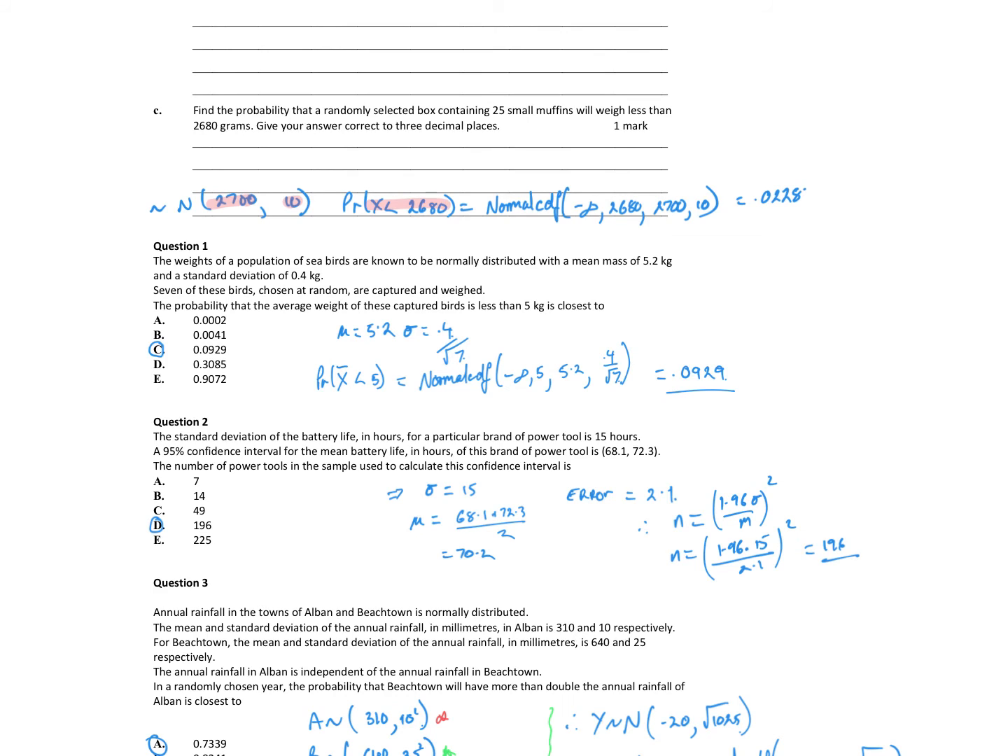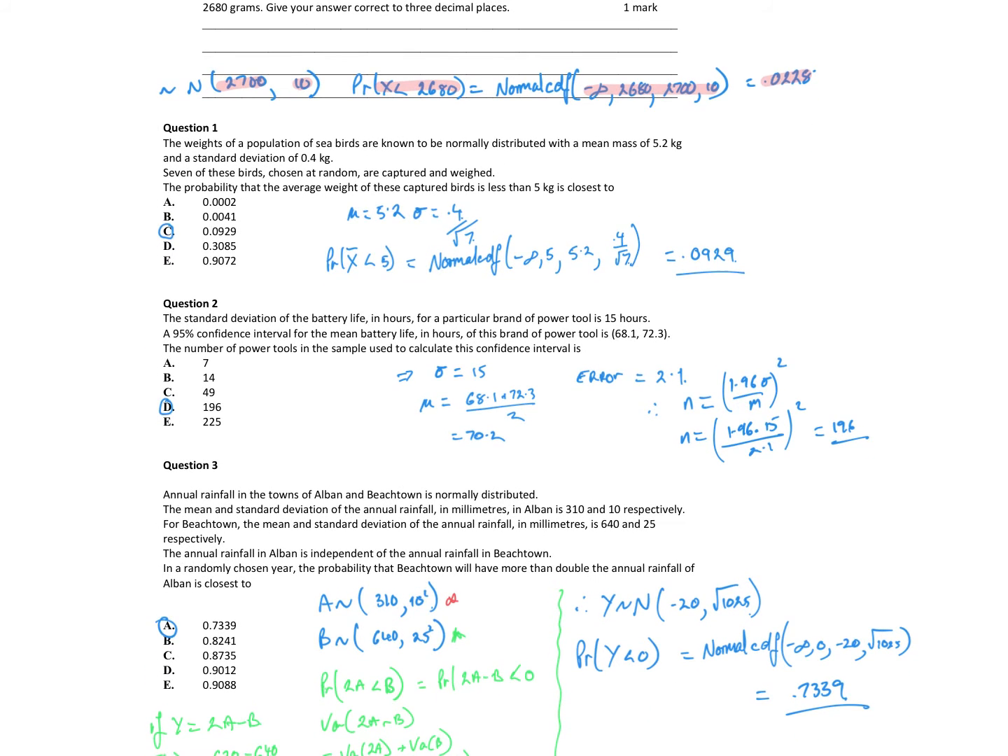So the probability that X is less than 2,680 is, if you think it through, 2 standard deviations below. So if we're going to be 2 standard deviations below, that puts us about, that's my 95% confidence interval, so I'll go about 2.5%, which on the CAS gives me 0.0228. All right. Let's go to these few multiple choice.